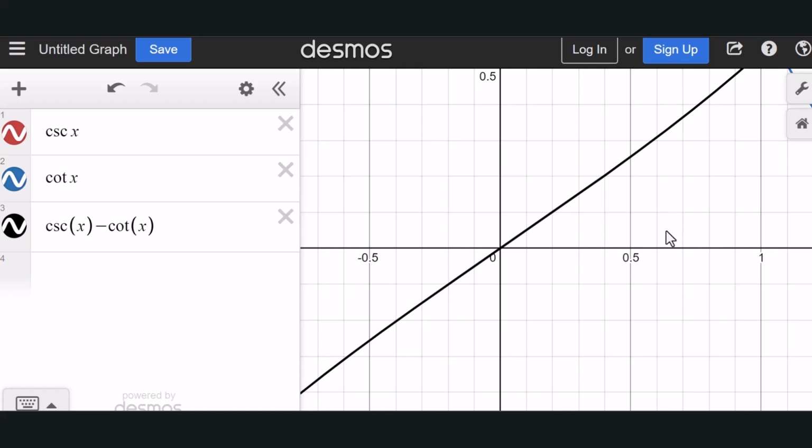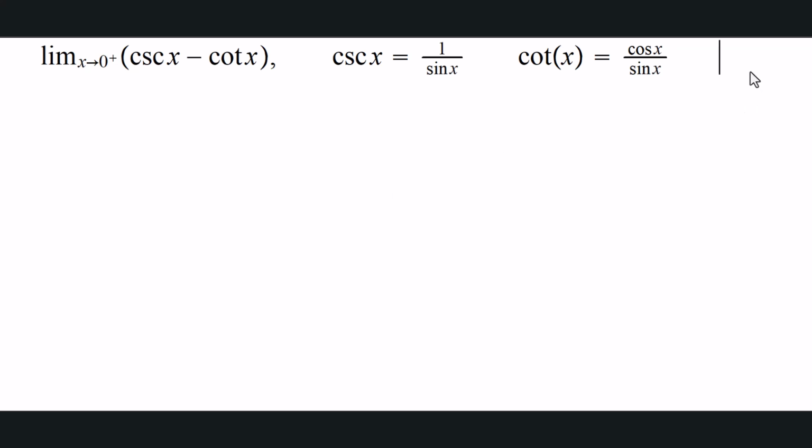So now we have cosecant and cotangent disappearing because they were going to infinity. But what you have is, as x approaches 0 from the right, the difference approaches 0. And it did look that way when we saw the two graphs. They were very close to each other. But anyways, let's look at that situation analytically.